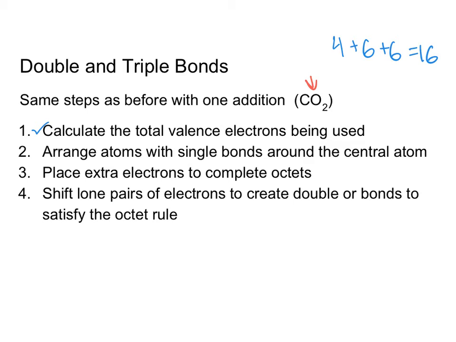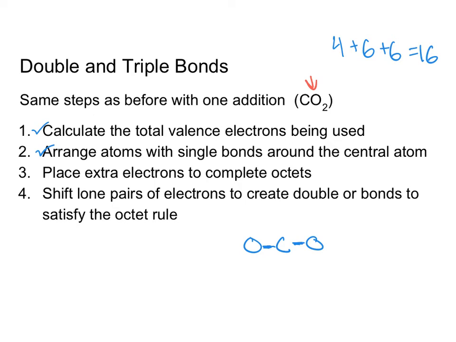So I'm going to put carbon in the middle, and I'm going to go ahead and single bond my oxygens to either side of my carbon so that my molecule is nice and symmetrical here. All right, check. Now I'm going to place the extra electrons to complete octets. I'm going to start with the outer atoms first before moving to my inner atom. So far I have 4 electrons placed because of those 2 bonds.